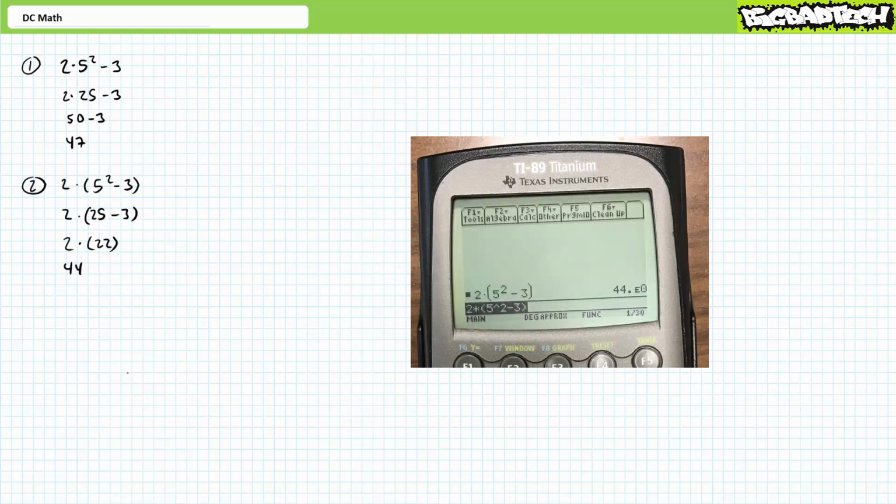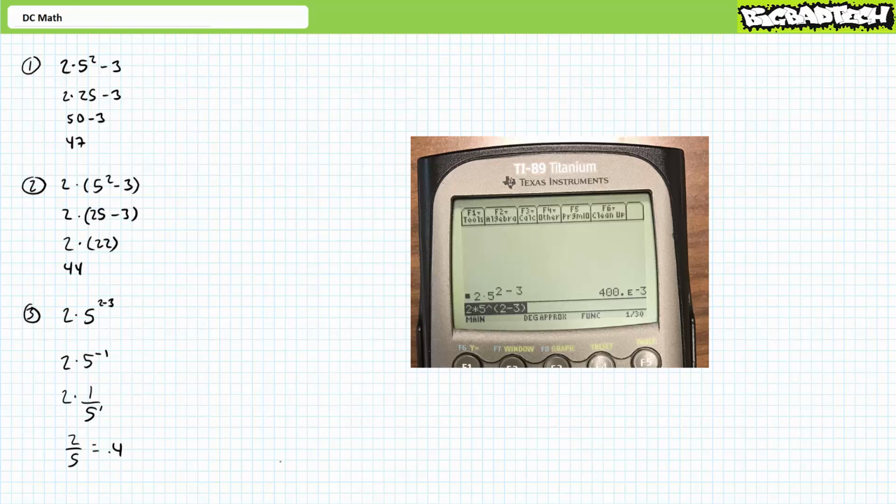Next problem asks us to solve for 2 times parentheses 5 squared minus 3 parentheses. We need to resolve those operations inside the parentheses first. Inside the parentheses, we're presented with another exponentiation. 5 squared is 25. Again, we're still inside the parentheses, so we need to resolve this operation. 25 minus 3 is 22. We're now free to multiply 2 times 22 for a final result of 44.